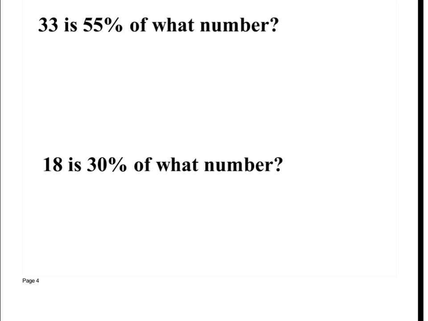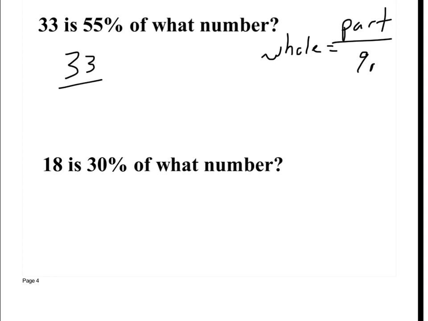Now, if you read the question, it says 33 is 55% of what number? It is asking for the whole. So this is the formula you're using. You write it out. Whole is equal to the part over the percent. We found that based on the first one, where it's part over whole equals percent. We're trying to find the whole. So what we do is we take the part, 33, and we divide it by the percent, which I have to change to a decimal, which is 0.55.